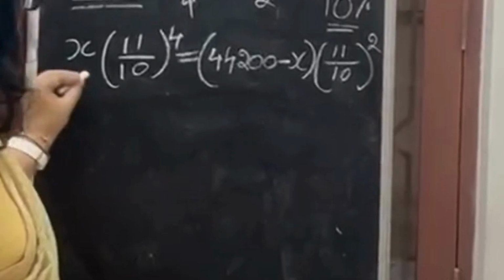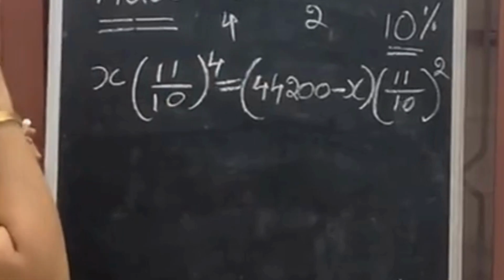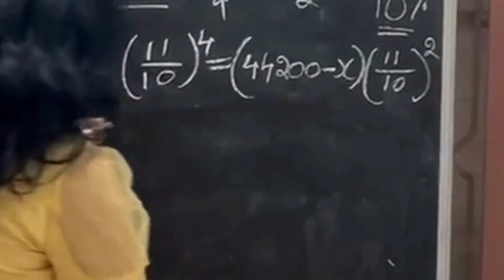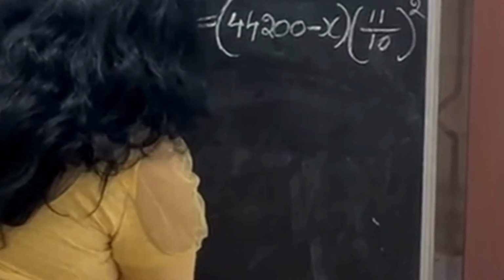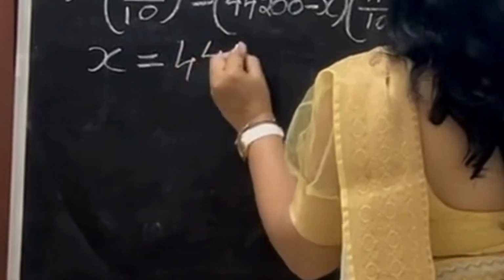Now it is helpful for us using this algebraic expression to solve and find out the principal. So how will we find out? So you have X equals to, this is a multiplication, correct? X into this. So if I take it this side, it will be division.